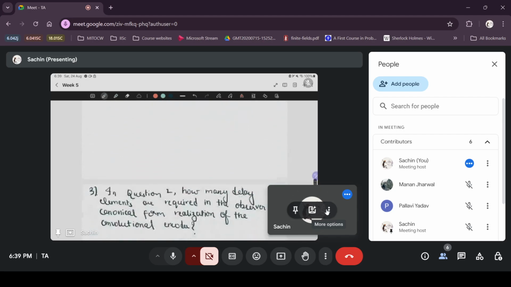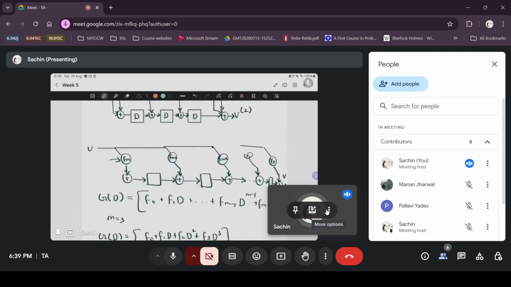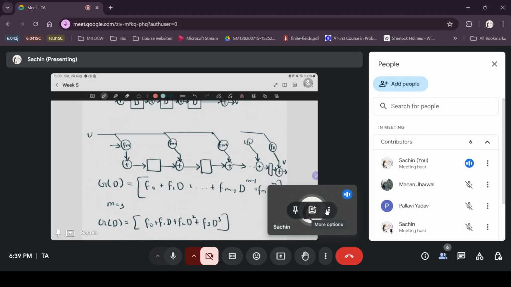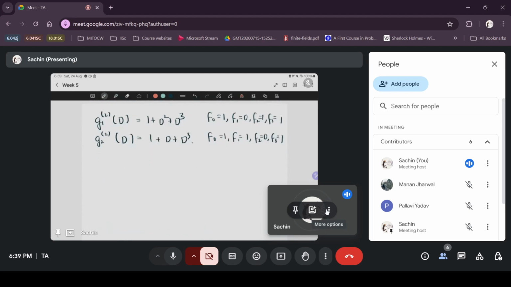But if n is less than k, there's one shift register for each output. So if there are lesser number of outputs, you can use this observer realization and you will need lesser memory elements. That's one benefit. I don't remember any other benefits, but there are probably other benefits too.